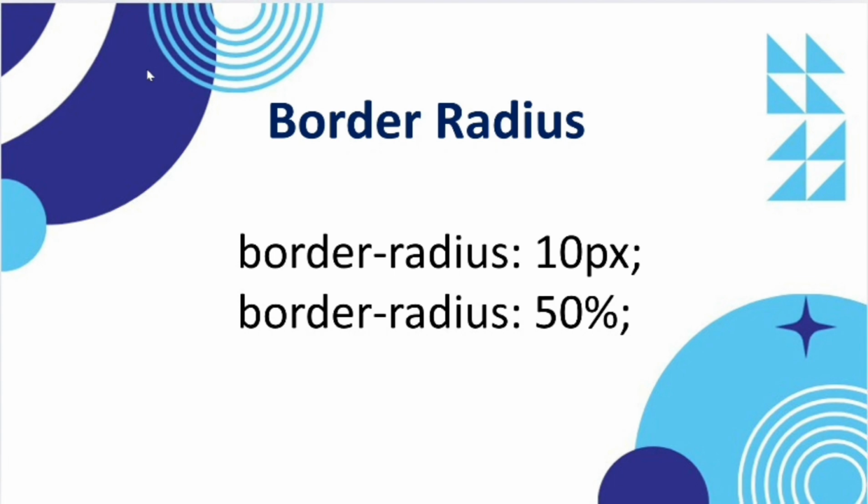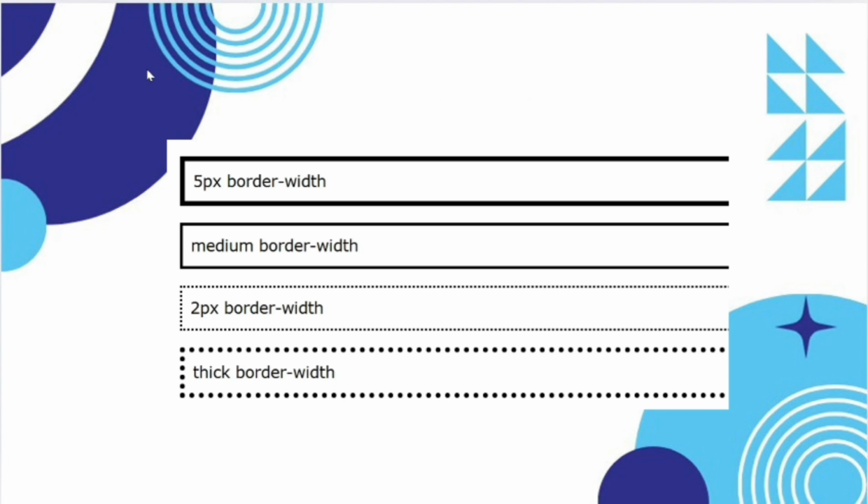Let's talk about the padding. Now, this is the visual representation of all the borders. This is for dashed, this is for dotted, this is for medium border, this is for border width.